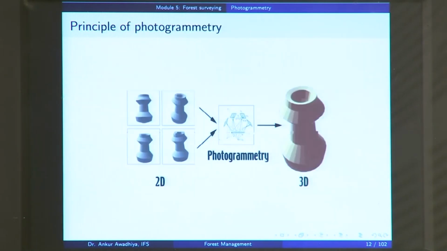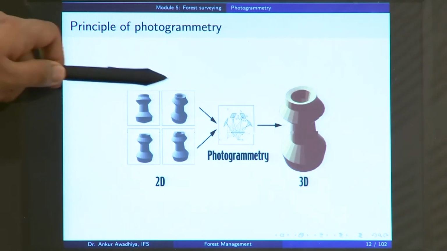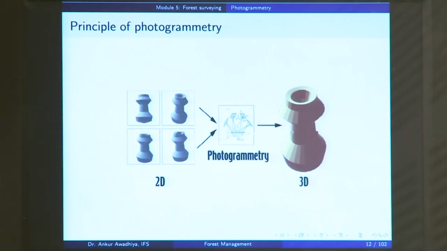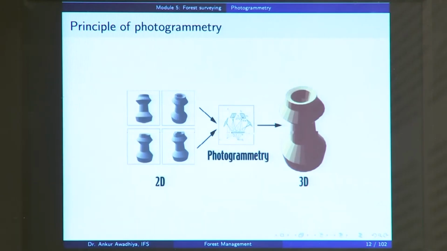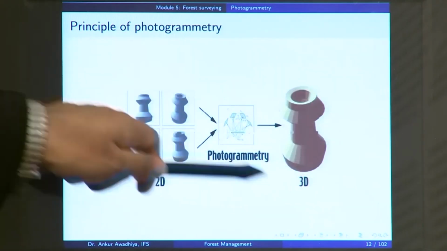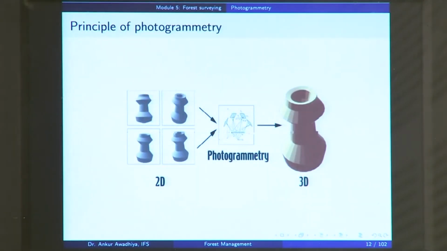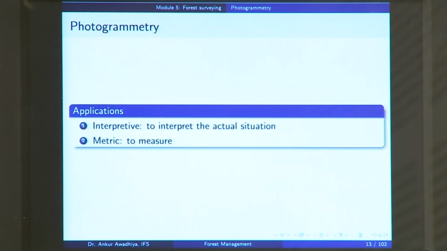So, what we are saying here is that suppose you have this object and you are taking photographs from different locations. Now, once you have these photographs, which are 2-dimensional representations of this object, you process them mathematically and apply the technique of photogrammetry, so that you get a 3-dimensional representation of this object. And there are 2 applications of photogrammetry.